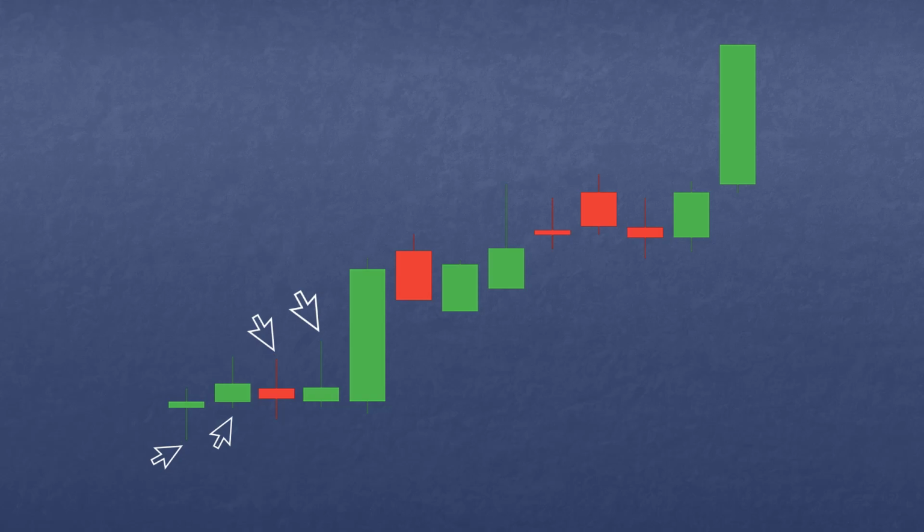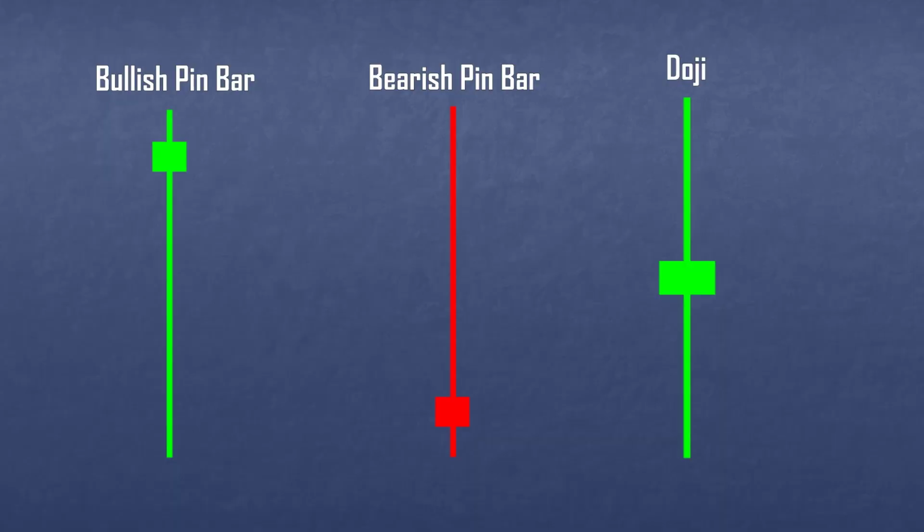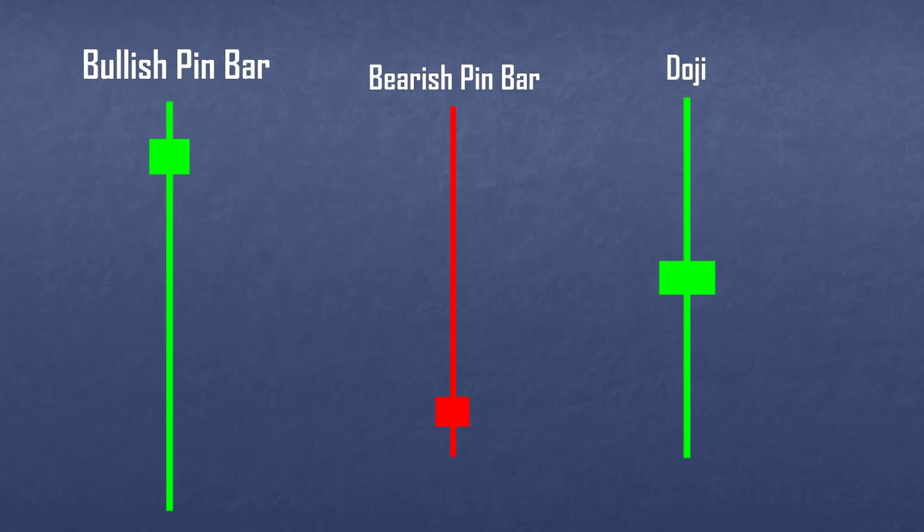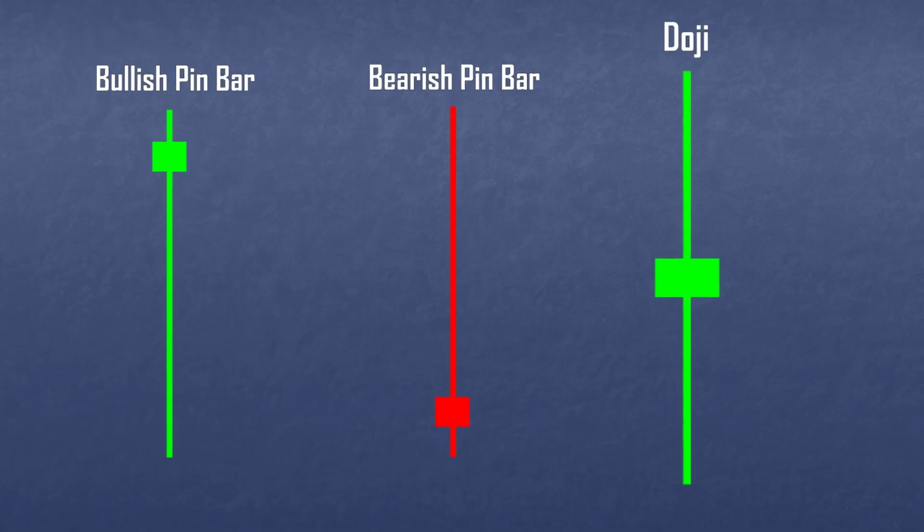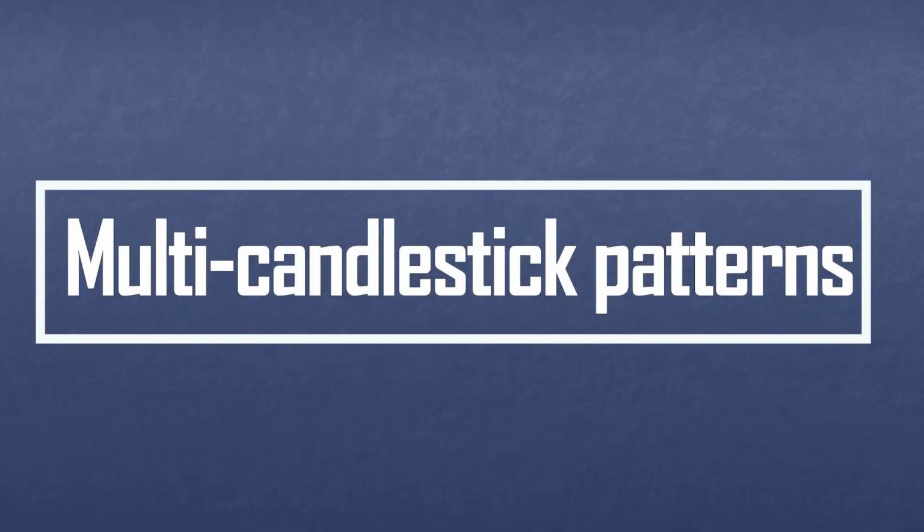Moving forward, multi-candlestick patterns. The three patterns discussed so far, bullish pin bar, bearish pin bar, and doji, are single candlestick patterns. Now let's move on to multi-candlestick patterns, which combine two or more candlesticks to provide stronger signals.